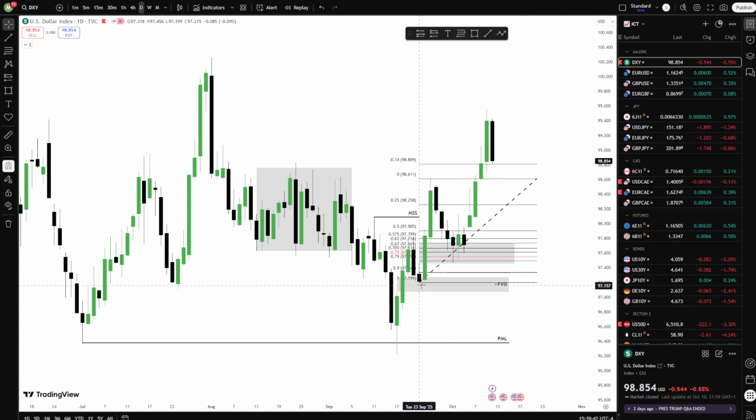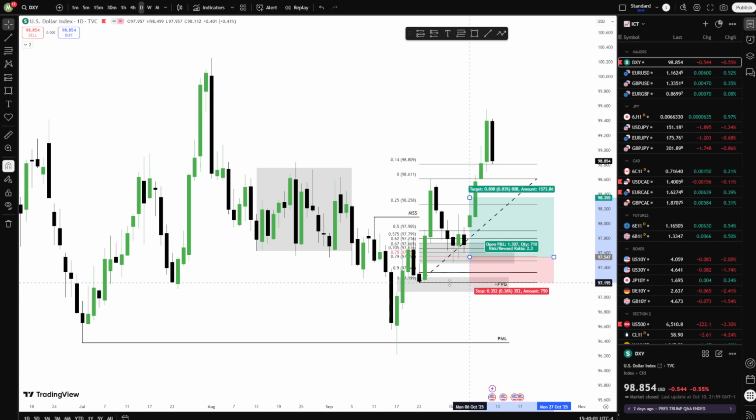Now, as we have already tagged this fair value gap right here, I don't expect, if we are going to continue bullish, for this area to go. So the question I would ask myself is, where is a good place to put my stop loss? And this is exactly the area I would put my stop loss, because I don't expect price to go there. As I've just said, we are expecting bullish prices. So that's the first part of the trade sorted out.